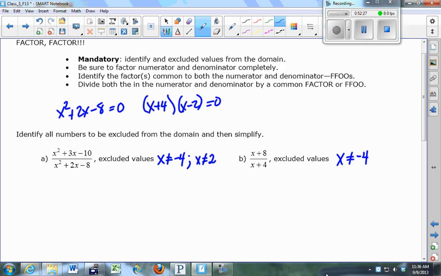Now, here's why it's important, folks. Because you see this denominator? This is a single fraction right here. It's a single fraction, one numerator, one denominator. I would have added 2 fractions and subtracted 1 fraction to get that.